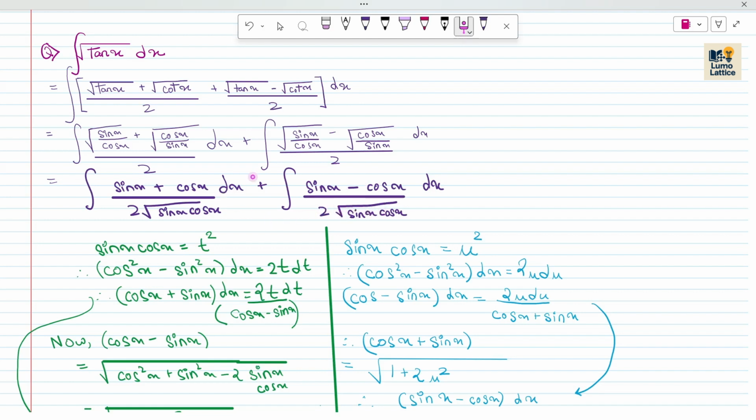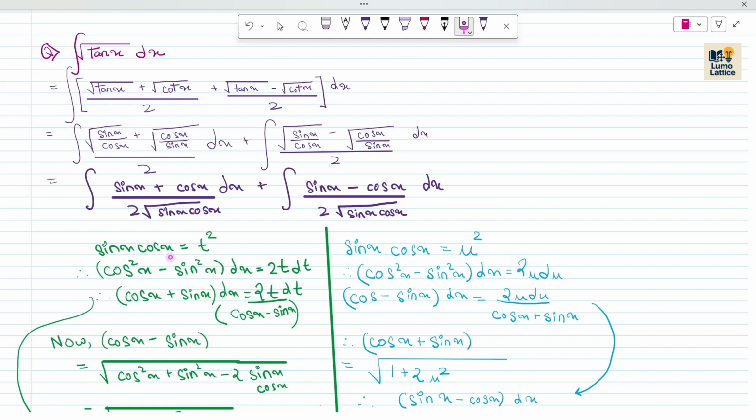So now we will use a substitution that is the same for both sides but with different variables. Here we write sin x cos x as t square, and here sin x cos x as u square. After we apply the UV rule here, we get the derivative of sin x cos x as cos square x minus sin square x dx, and on the other side we get 2t dt.